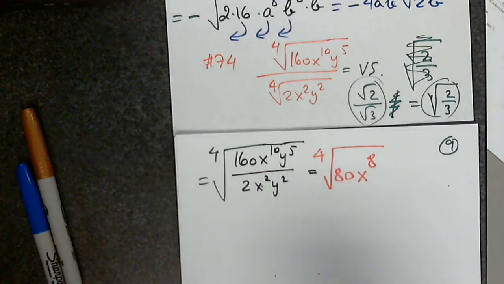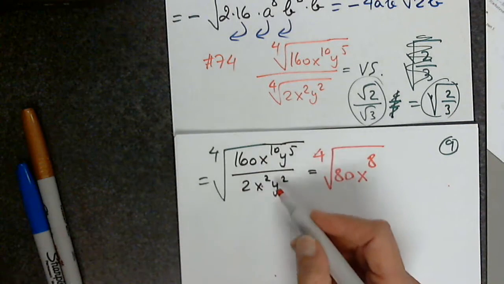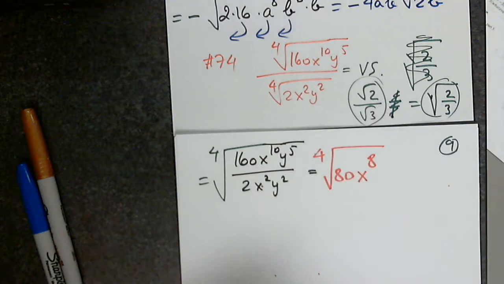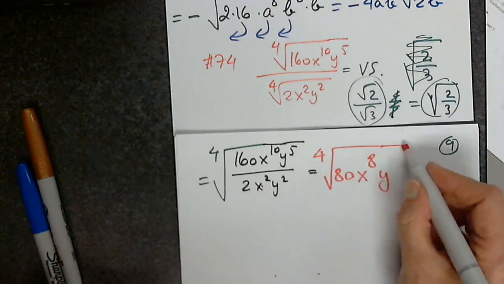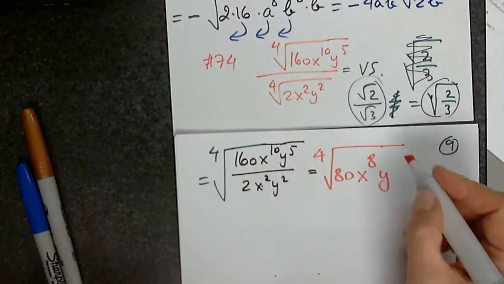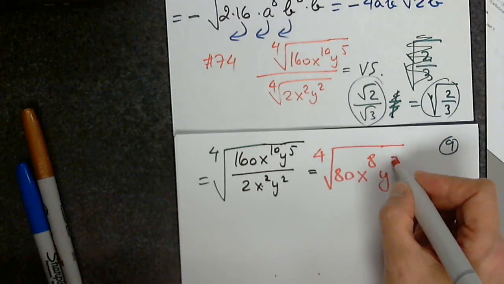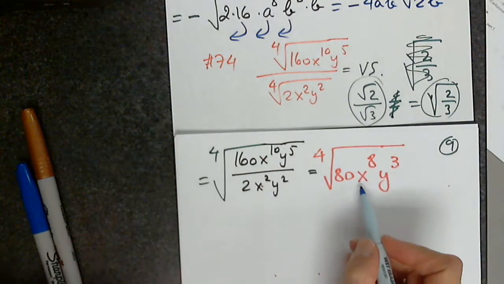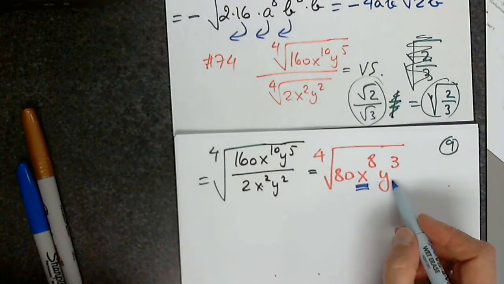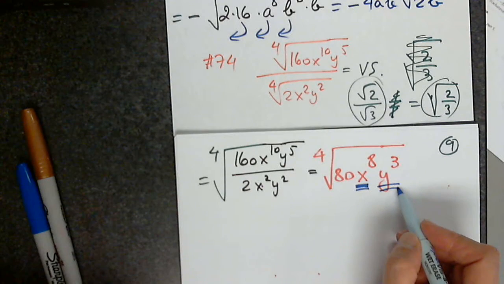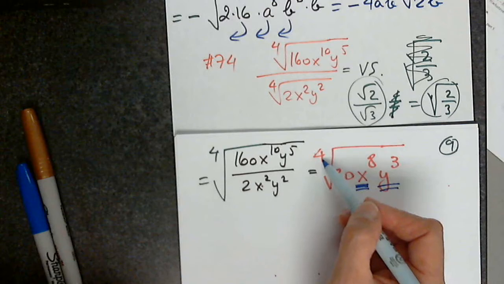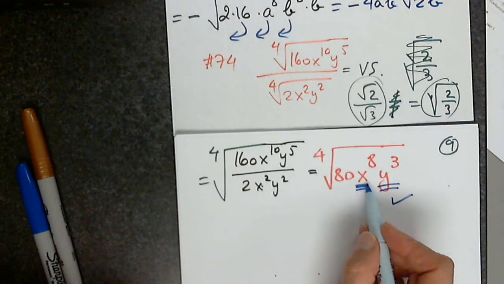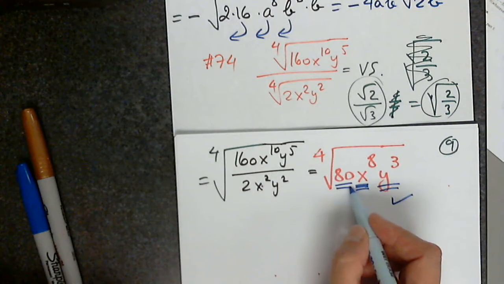Did I say divide the exponents? No, I said when we divide x to the 10th by x squared, we copy the base and subtract the exponents. What happens with y? Copy the base, subtract the exponents, and I get, yes, 5 minus 2, 3. Good. So now, this I like. This I like too, because I can't do anything to it. I don't have to, because this is 3 and this is 4. This is done. This will easily come out, but I have to work on 80.